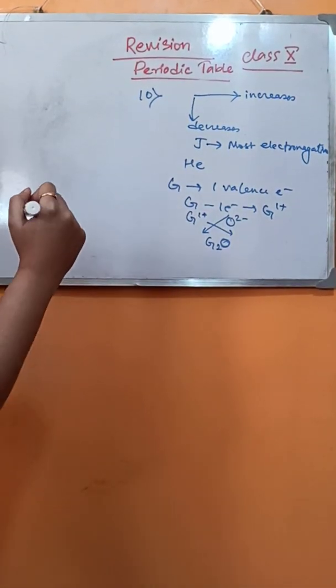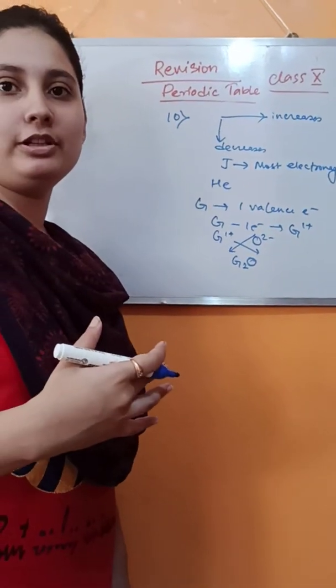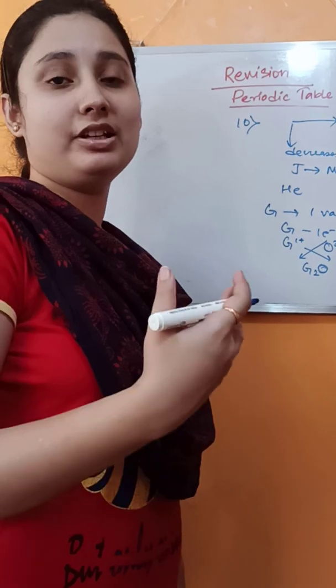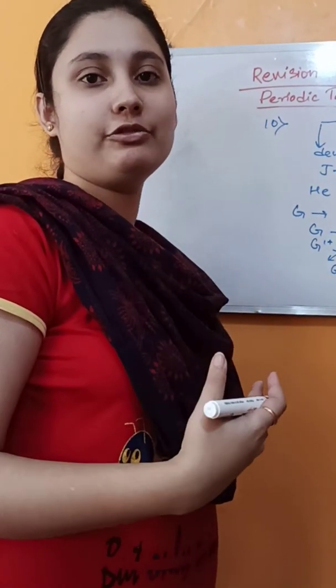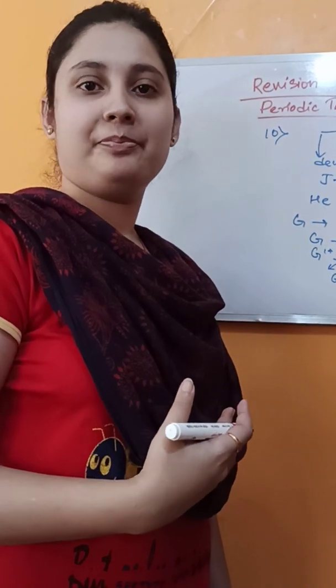Okay, these are more or less about the periodic table, or the complete revision of the chapter, and these are the types or varieties of questions which can come in your boards also from this chapter. Thank you.